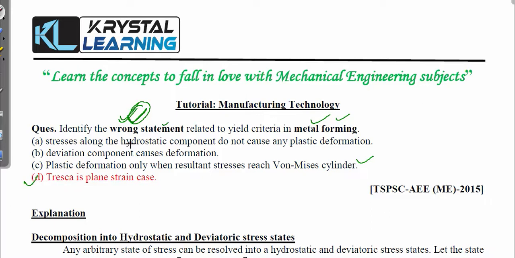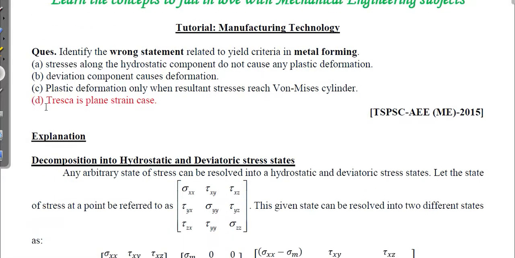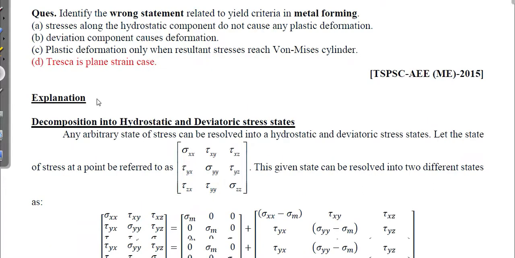Here the main important points we have to note down, or concepts we have to see, are: what is the hydrostatic component, what is the deviatoric component, what is plastic deformation, and what is the von Mises cylinder, okay? So we have to get an idea about these things. When you study these yielding failure theories in detail, then definitely you will have the complete information about this question. So let's see some explanation.